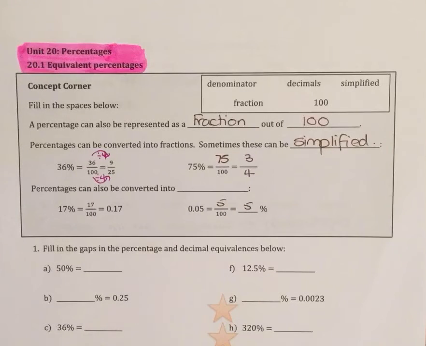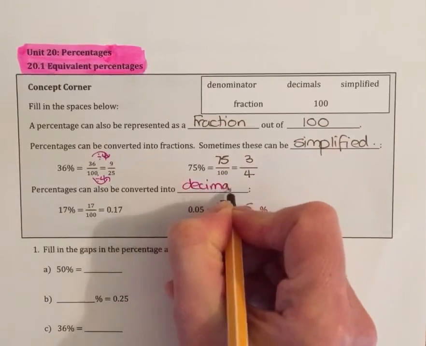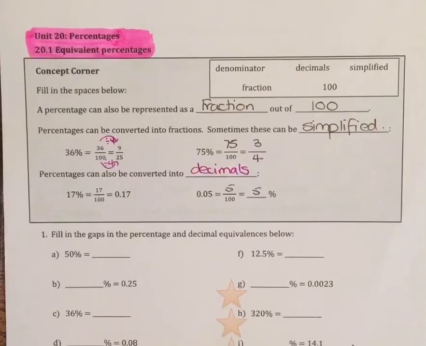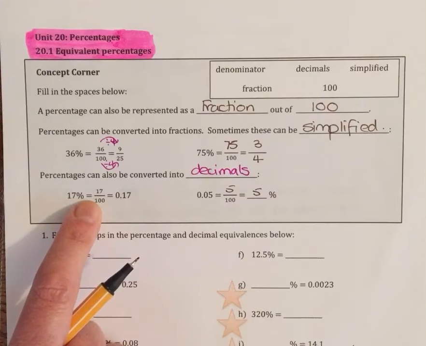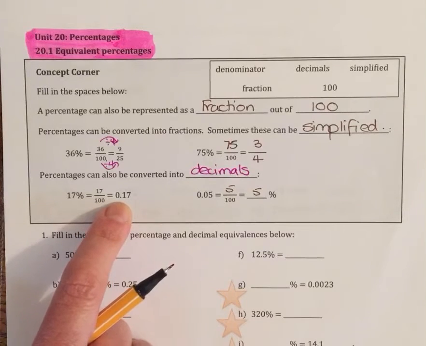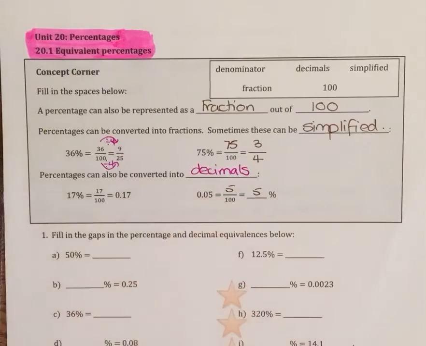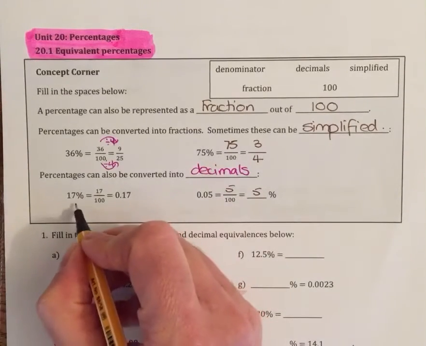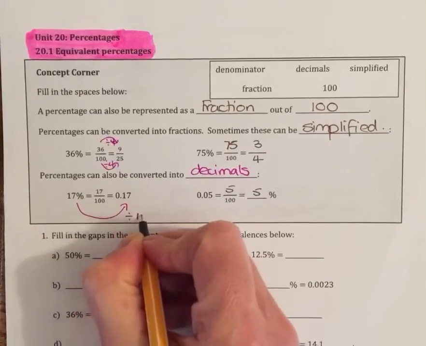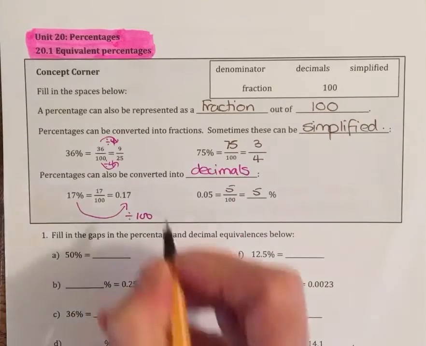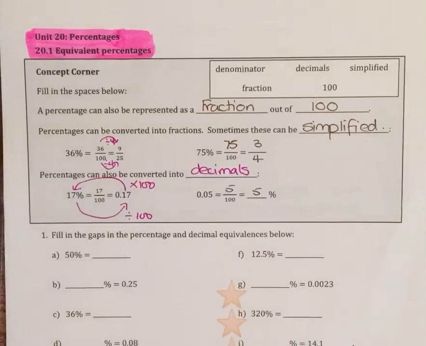Percentages can also be converted into decimals. There's the little bit I forgot. That was silly of me, wasn't it? So if I want to convert them into decimals, 17% as a fraction is 17 out of 100, which is 0.17. 0.05 is 5 out of 100, which is 5%. And you can see to get from a percentage to a decimal, we have effectively divided the number by 100. To get from a decimal to a percentage, we have effectively multiplied by 100.